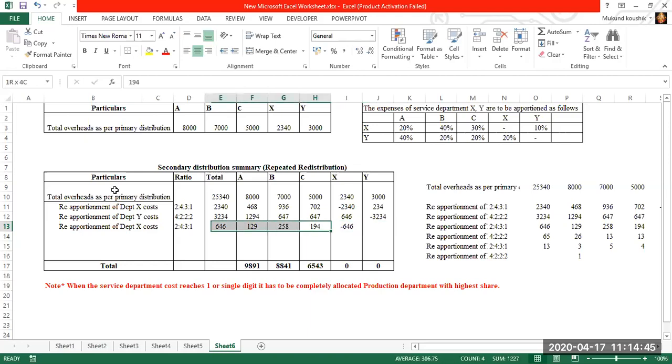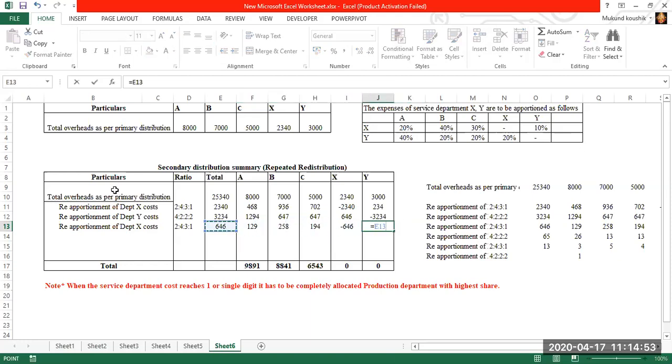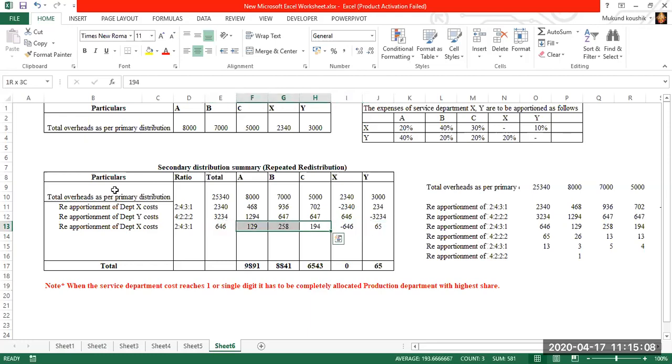Then again we have got 581. So the remaining amount whatever is there, 646 into 1 by 10, so 64.6 will make it as 65. So this is how we have to make the reapportionment. Now here how much amount we have? 29.